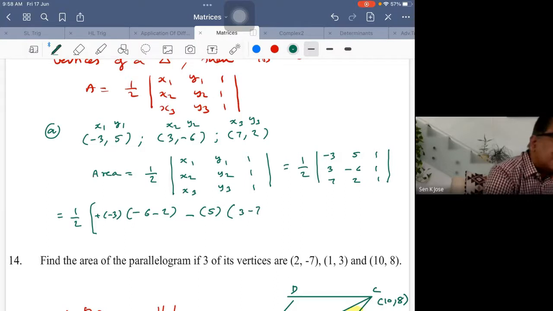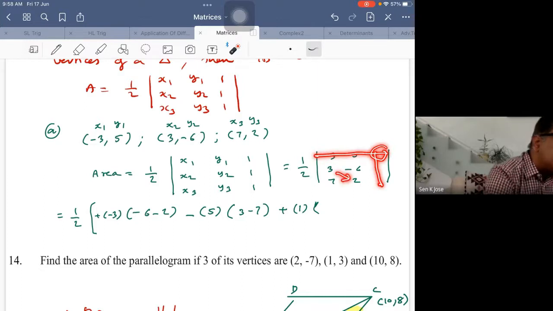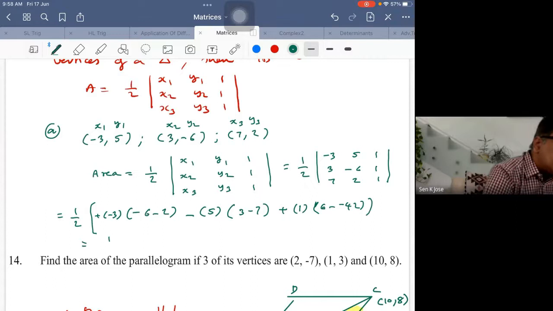Yes, some of you finished. Plus 3, the third element is 1 into its minor. And I'm not writing the minor, I'm going to just visualize the minor. That is the element gone. When I cross multiply, I'll get 6 minus 42. Close the bracket, which is half into -3 into -8 minus 5 into -4 plus 1 into 48.